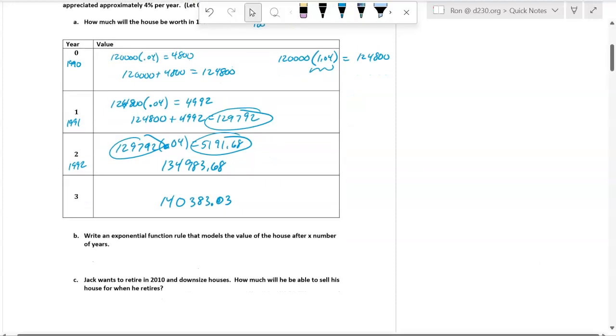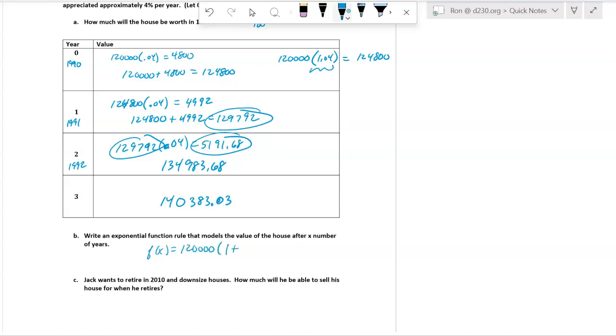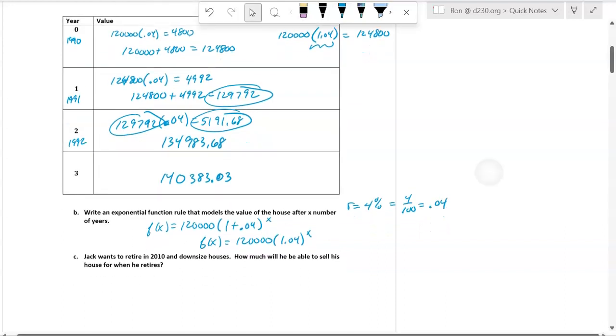So if we were to write an exponential function for this, we would say f of x equals, what was the initial amount? 120,000 times 1 plus the rate. Our rate was 4%, and when we convert that to a decimal, we would get 0.04. So 1 plus 0.04 to the x power. Okay, and we would just simplify that and say f of x equals 120,000 times 1.04 to the x power.